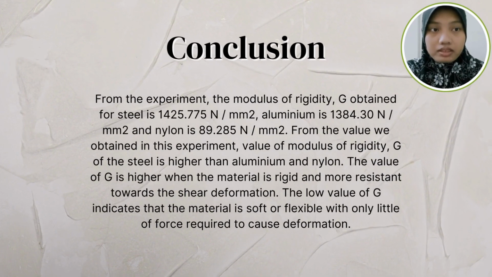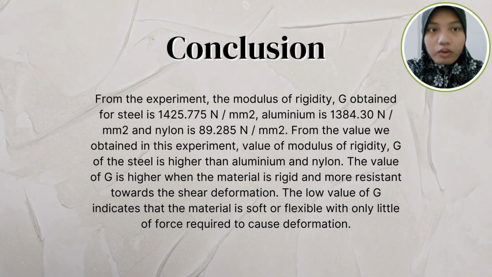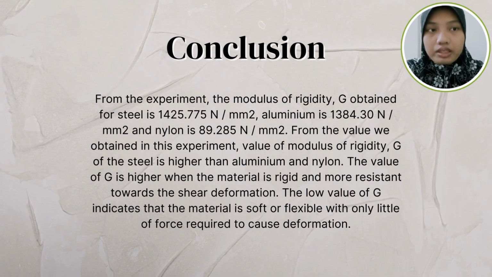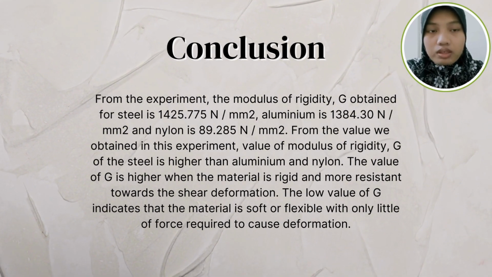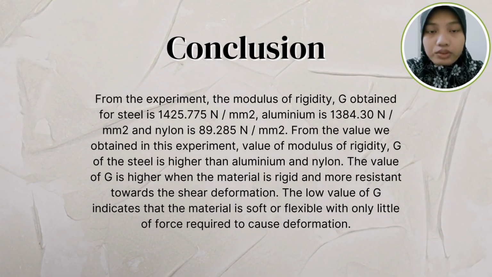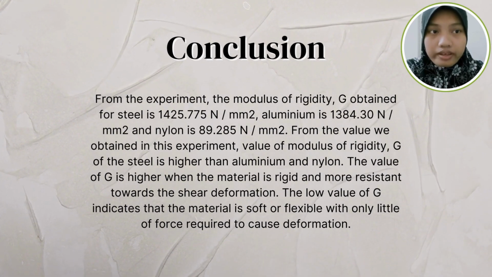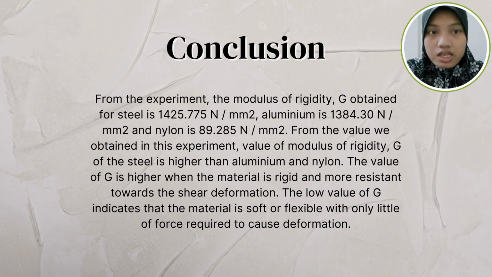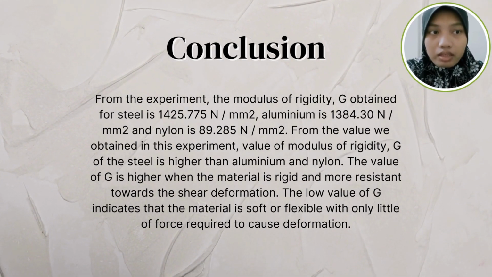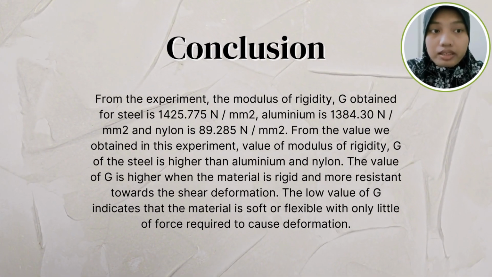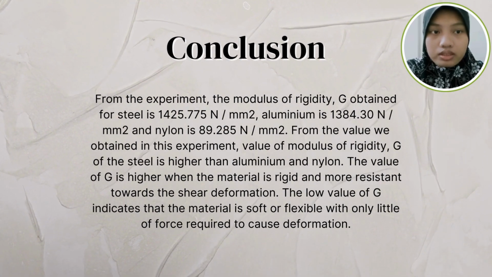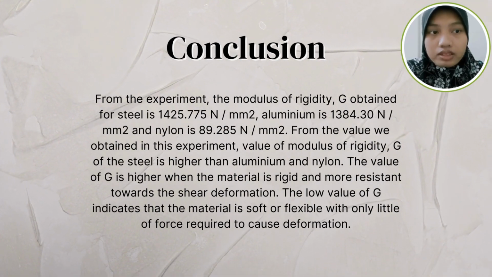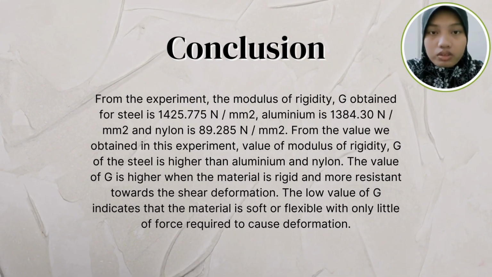From the experiment, the modulus of rigidity G obtained for steel is 1425.775 Newton per millimeter square, aluminium is 1384.3 Newton per millimeter square, and nylon is 89.285 Newton per millimeter square. So from the values we obtained in this experiment, the modulus of rigidity G of the steel is higher than aluminium and nylon. The value of G is higher when the material is rigid and more resistant toward shear deformation. The low value of G indicates that the material is soft or flexible, with only a little force required to cause the deformation.